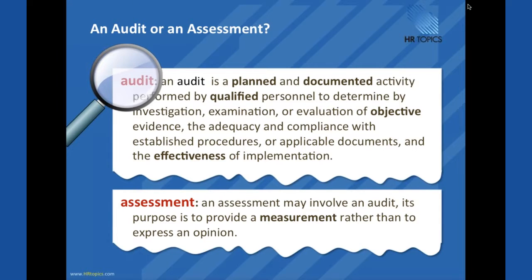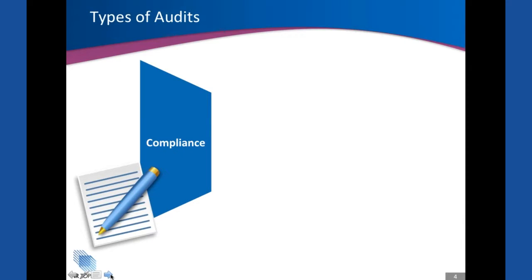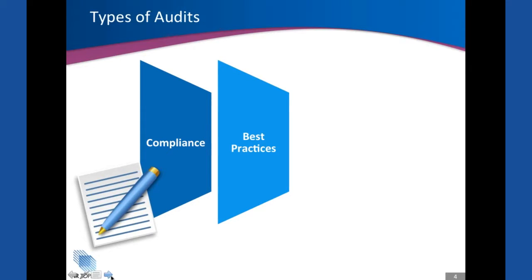Now, I find in the real world that these two things are fairly interchangeable. So what kind of audits are there? Sometimes we just undertake a compliance audit. Sometimes we're really looking for best practices. We're trying to identify what's really happening in our organization and how that relates to other pieces of the business. Sometimes we're looking to audit the strategic function of human resources to make sure that what we're doing is aligned with the strategic function of our business.